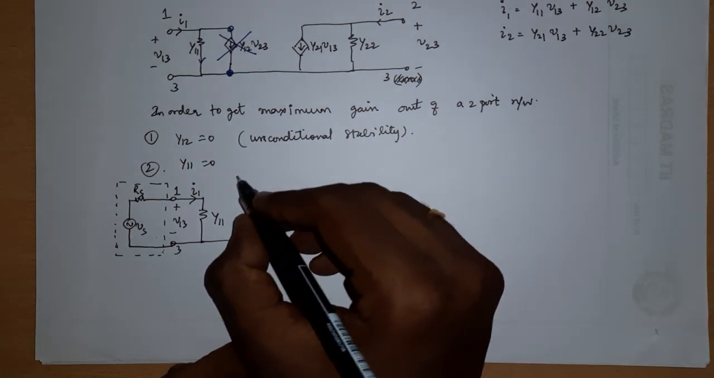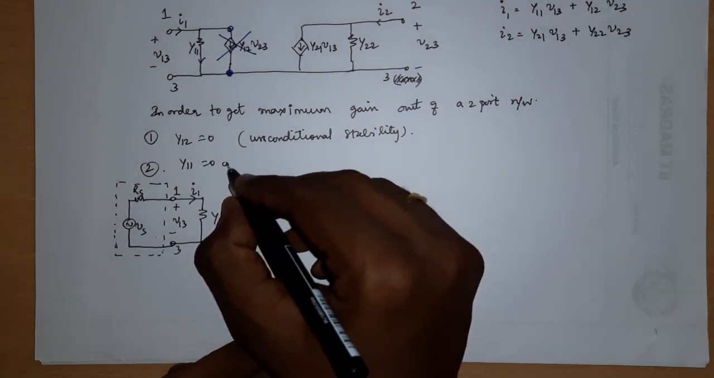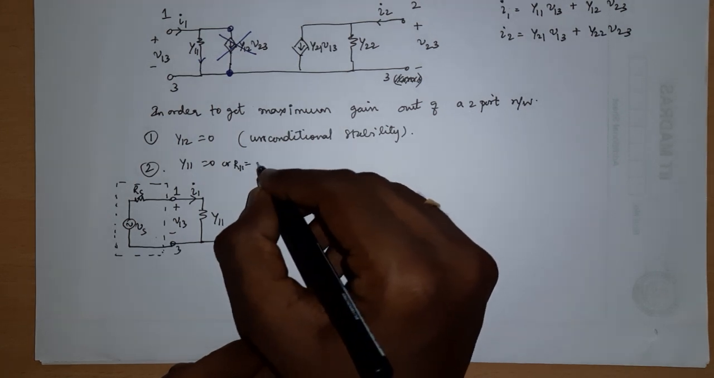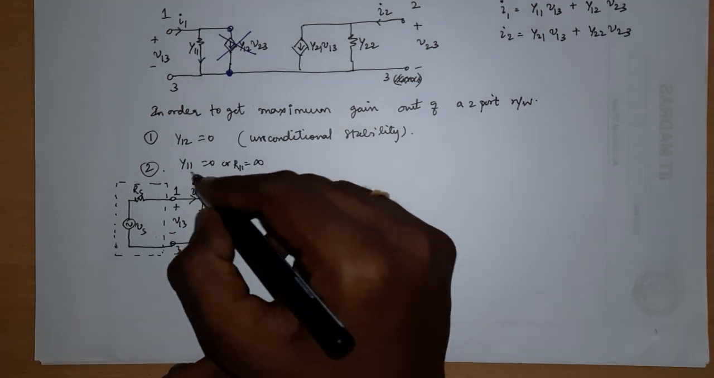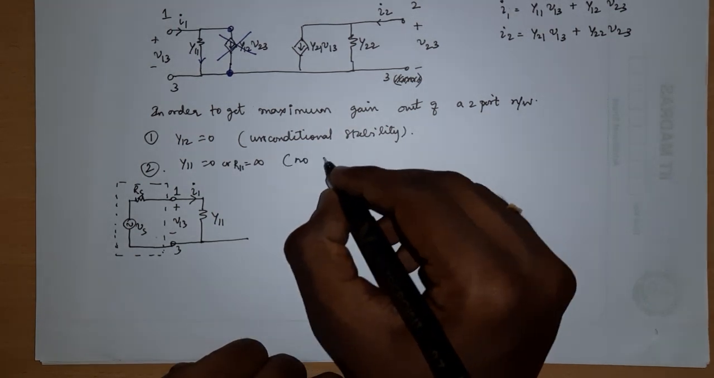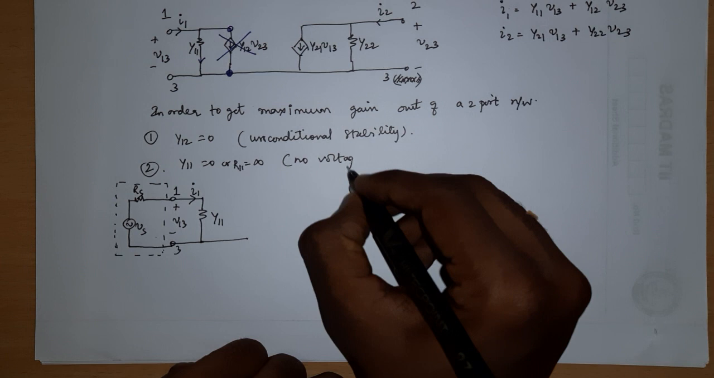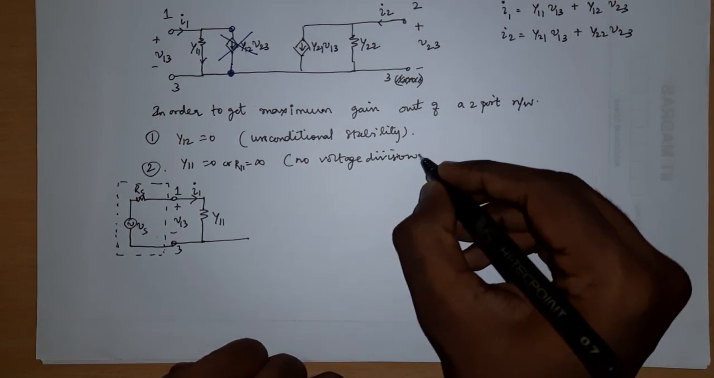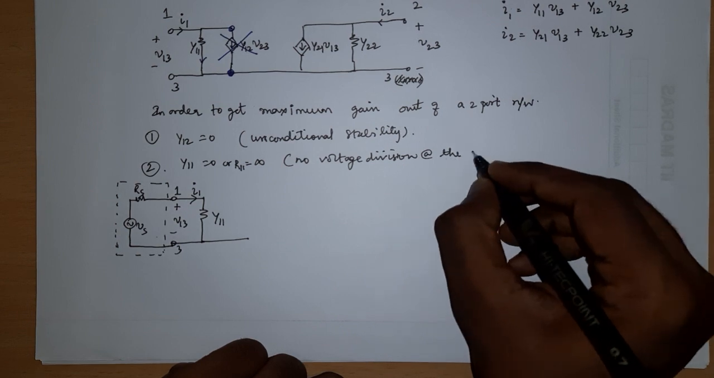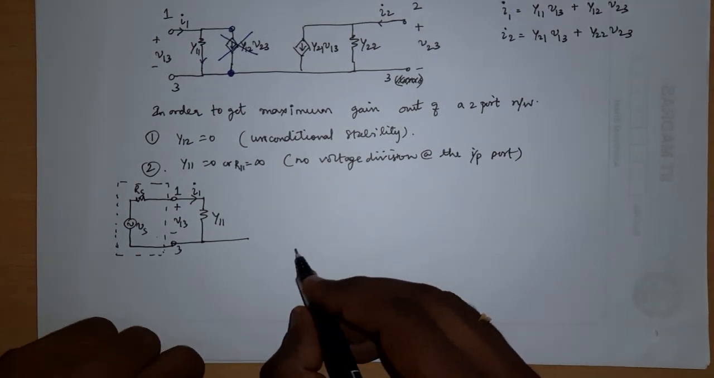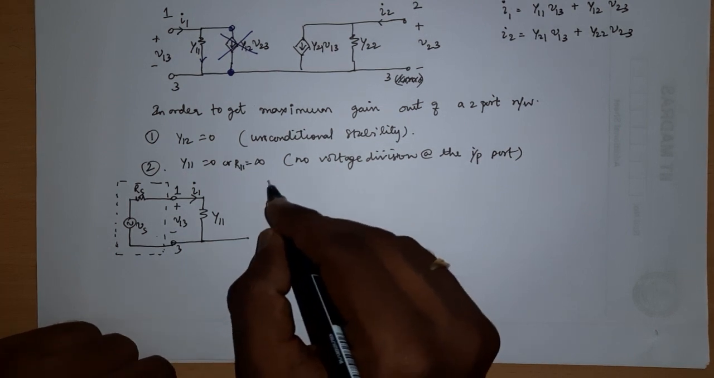And the reason is that Y11 equal to 0, or you can say R11 or input impedance Ri, is equal to infinity. In other words, conductance is 0. This is to have no voltage division at the input port. Okay, so let's go for the third condition.